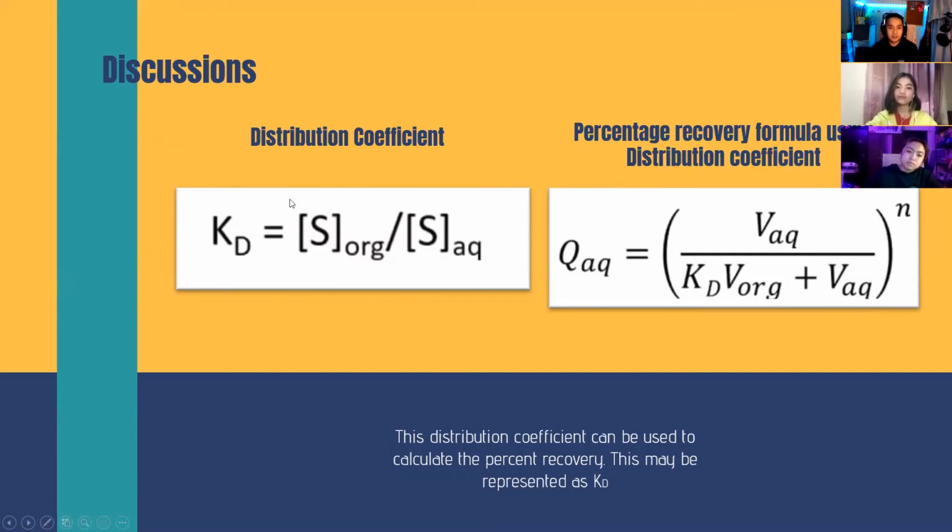The VAQ, which stands for the volume of the aqueous solution, is divided by the KD or distribution coefficient multiplied by the VORG, which stands for the volume of the organic solution, plus the VAQ, and the whole equation is raised to the number of extractions. This equation will give you the QAQ, which stands for the fraction left in the aqueous solution. This is subtracted from 1 to get the fraction left in the organic solution, which can be multiplied by 100 to get the percentage.